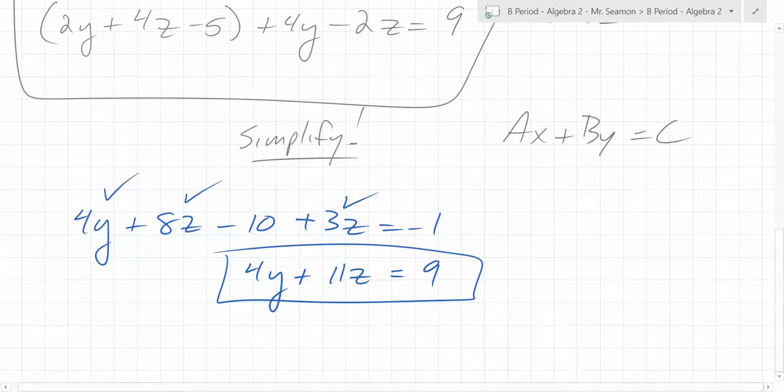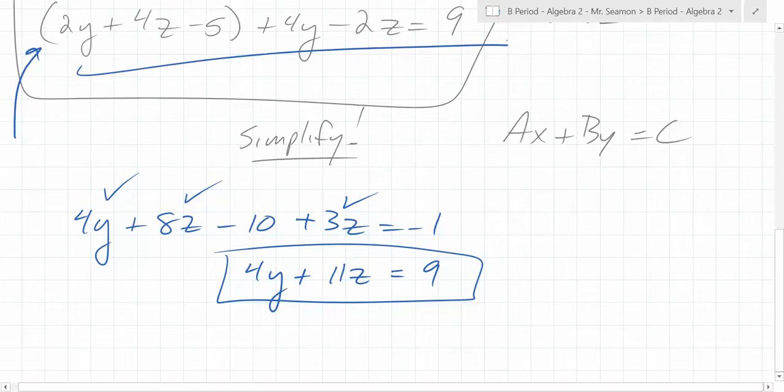Let's simplify the second one. How many y's do I have on this one right here? Hannah, how many y's do I have in this one right there? I see 2y and I see 4y. So how many y's do I have? No, I have 2 of them and I have 4 of them. How many does that make?